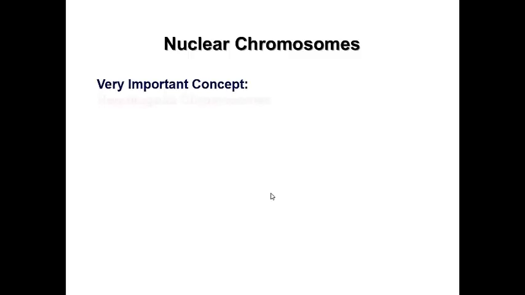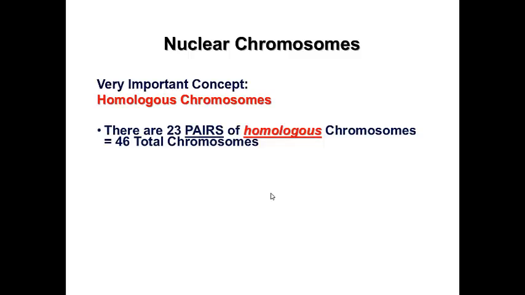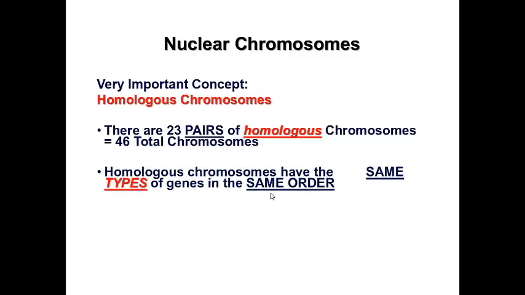There are 23 pairs of chromosomes, making a total of 46 chromosomes. But I would like to add one more vocabulary word into that equation, and that is homologous chromosomes. So now you can say there are 23 pairs of homologous chromosomes, equaling a total of 46 total chromosomes. Right? Homologous chromosomes have the same types of genes in the same order. They have the same types of genes.